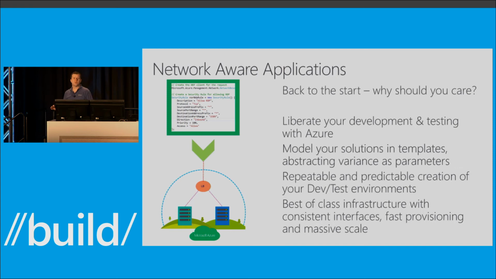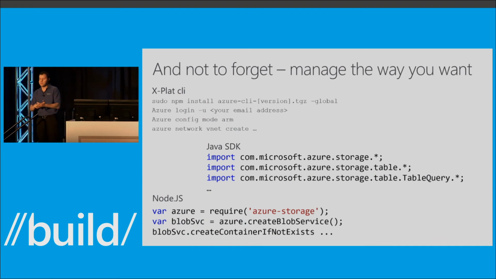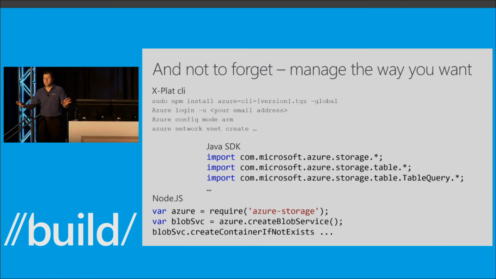Whichever way is easiest for you to work, if you want to use code, if you want to use XPath CLI, if you want to use Java SDK, if you want to use Node.js, it's all fine. It's whatever works for you. And you can have this in near real time. You can have it configured exactly as you want without any onerous process associated with those changes.